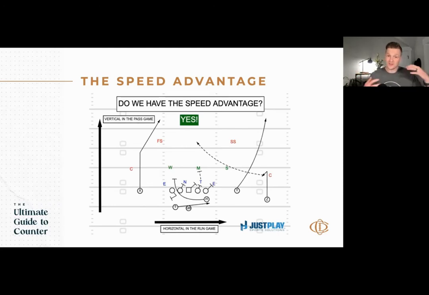And so we developed this philosophy where we basically said, if we feel like we do have the speed advantage at a majority of positions, we want to get vertical in the pass game and horizontal in the run game. I've talked about this a lot at different clinics. Don't pay any particular mind to the play itself as much as the philosophy. If we can threaten people vertically, let's do it. If we can make their defensive line and linebackers run sideline to sideline, let's do it. Chances are eventually they're going to crack.